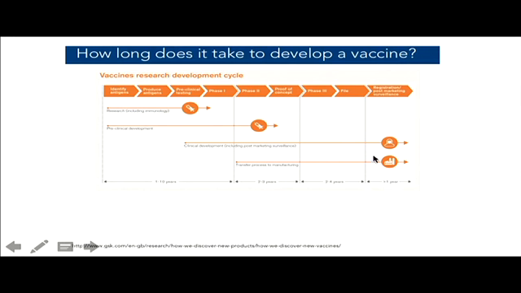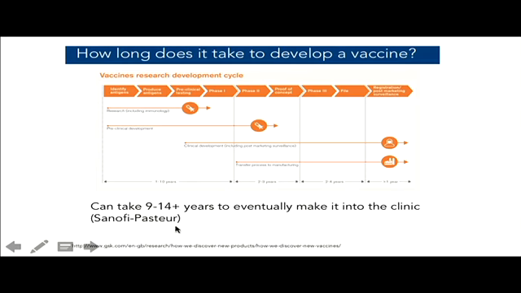Some vaccines carry on into phase 3 testing and then into licensure, and then in a post-licensure world, you need to keep doing research on your vaccine. So this is a 9 to 14 year effort if we follow the traditional pathway.